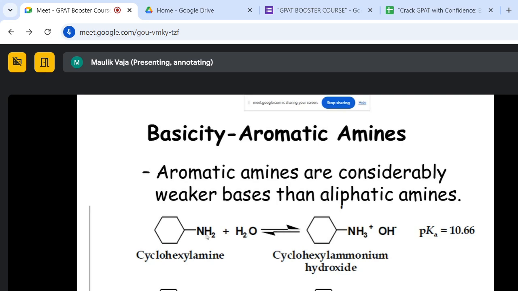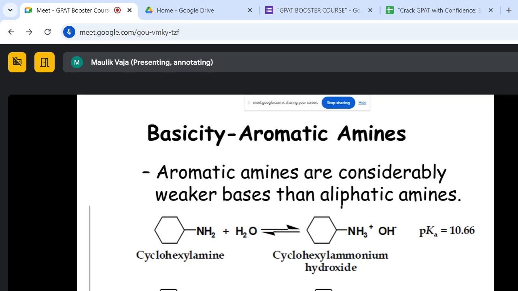Okay, so here amines become base. Why? Because they accept protons. Okay, it accepts a proton, and that's why it can be called a base. But the strength of amine here, nitrogen has a lone pair, and that's why it can accept a proton and it becomes basic in nature.